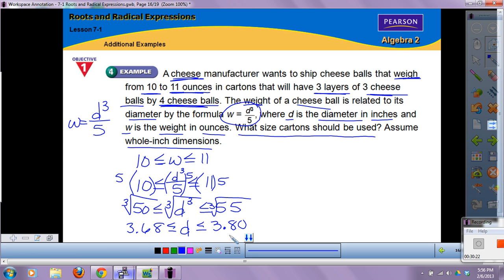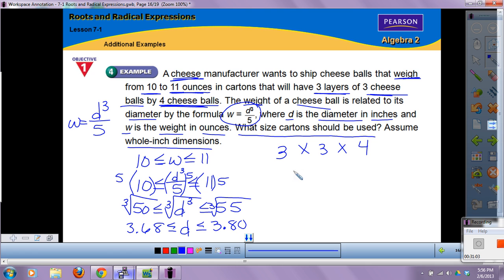Well, since this is not an exact science, we're dealing with cheese balls, we've got to account for that error and assume that our cheese balls are all going to be the biggest size, so 3 and 8/10. So let's see. We have 3 layers of cheese balls, 3 cheese balls by 4 cheese balls. So basically 3 by 3 by 4. So it's 3 layers, boom, boom, boom. In each layer you have 3 cheese balls by 4 cheese balls. So that's our dimensions: 3 cheese balls high by 3 cheese balls wide by 4 cheese balls tall, or whatever it is.